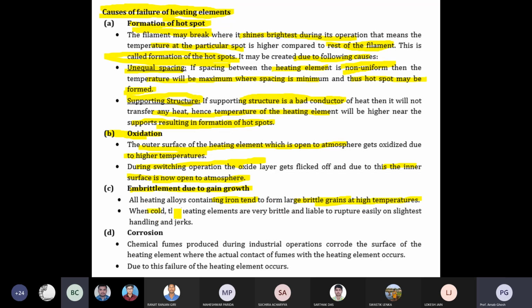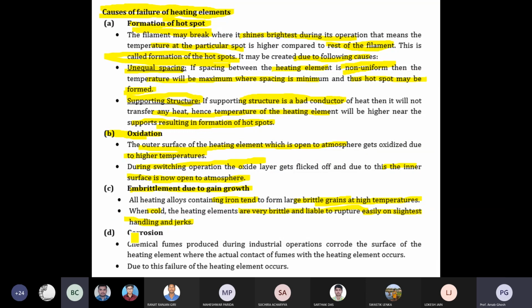When cold, the heating elements are very brittle and liable to rupture easily at the slightest handling and jerks. All that is because of the different behavior when hot and cold, and that may damage the heating materials.